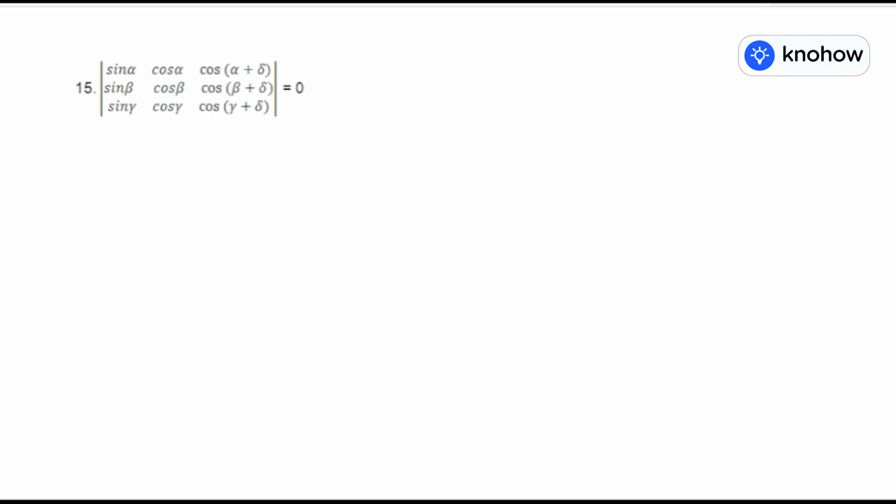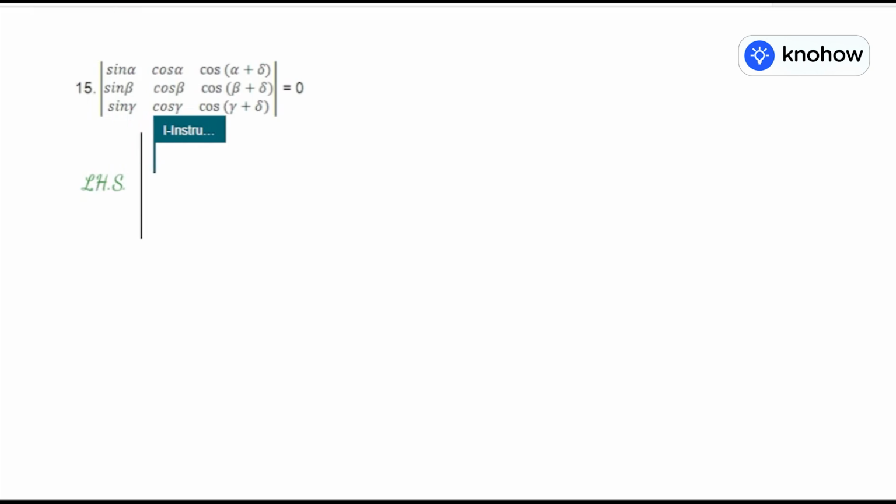In the third column, you have an element cos alpha plus delta. If you expand it, you get cos alpha cos delta minus sin alpha sin delta. Whereas in the first column you have sin alpha, in the second column you have cos alpha. So if you expand the elements of column 3 and then with suitable operations, we can make all the 3 elements of column 3 zero. See how we'll do it. Take the left hand side in any case.